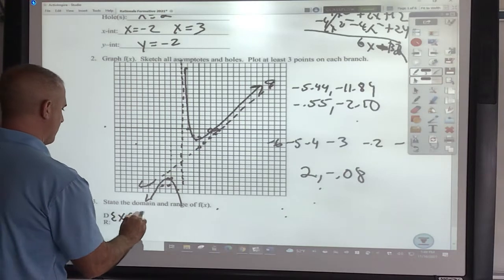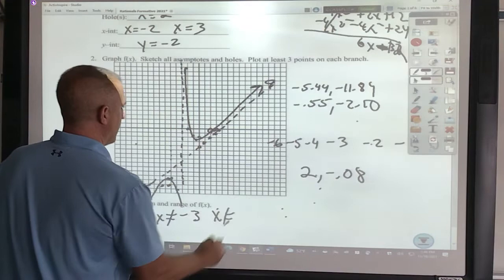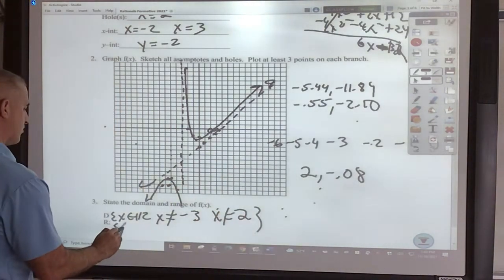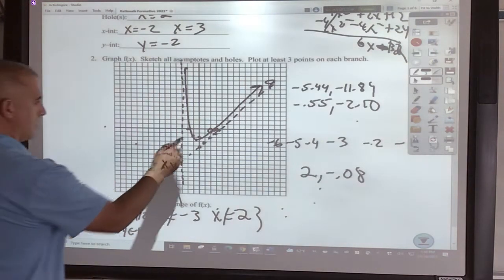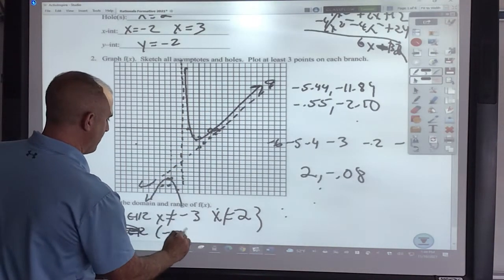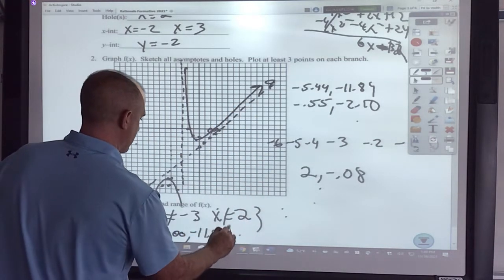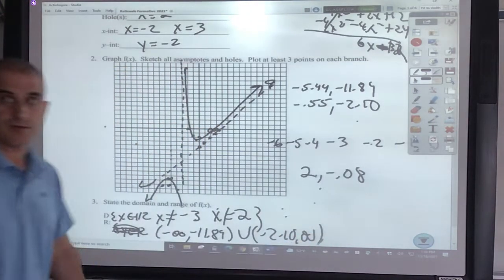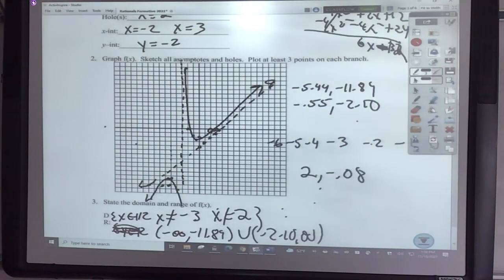This is going to be x is all real numbers, but x can't be my vertical asymptote of -3, and x can't be where my hole was, which was 2. My range is y, is all real numbers, okay? All right. Now, actually, no, I don't want to put that. So I want to go below, so I'm going to go -infinity to -11.89, union -2.10 to infinity, okay? All right, because that works its way up, okay? All right, that's probably the most challenging one of all of them.